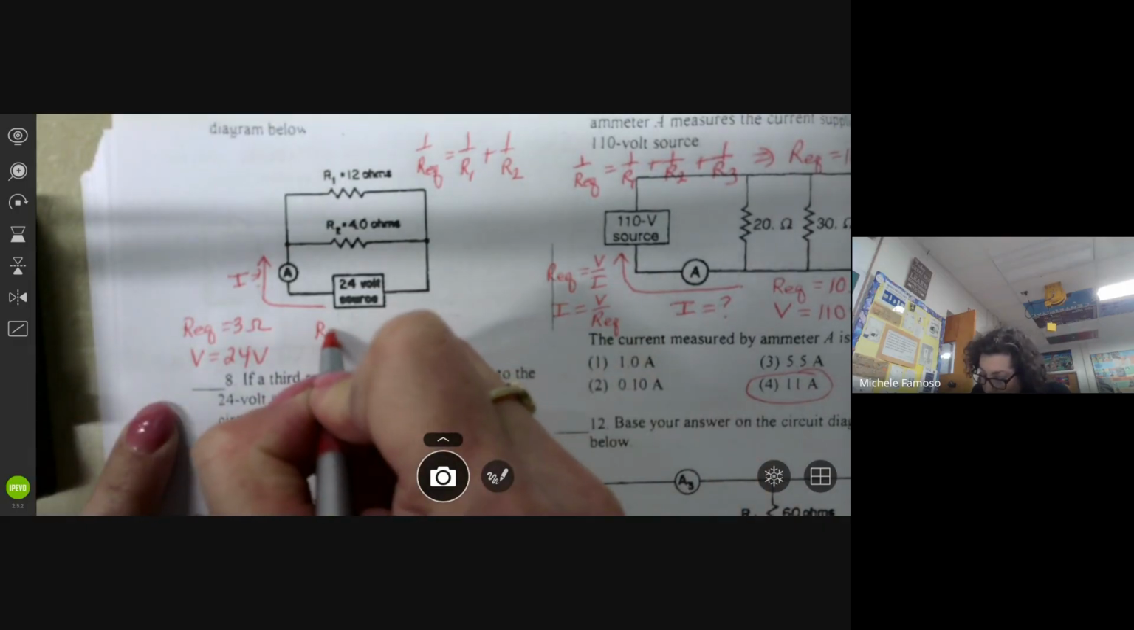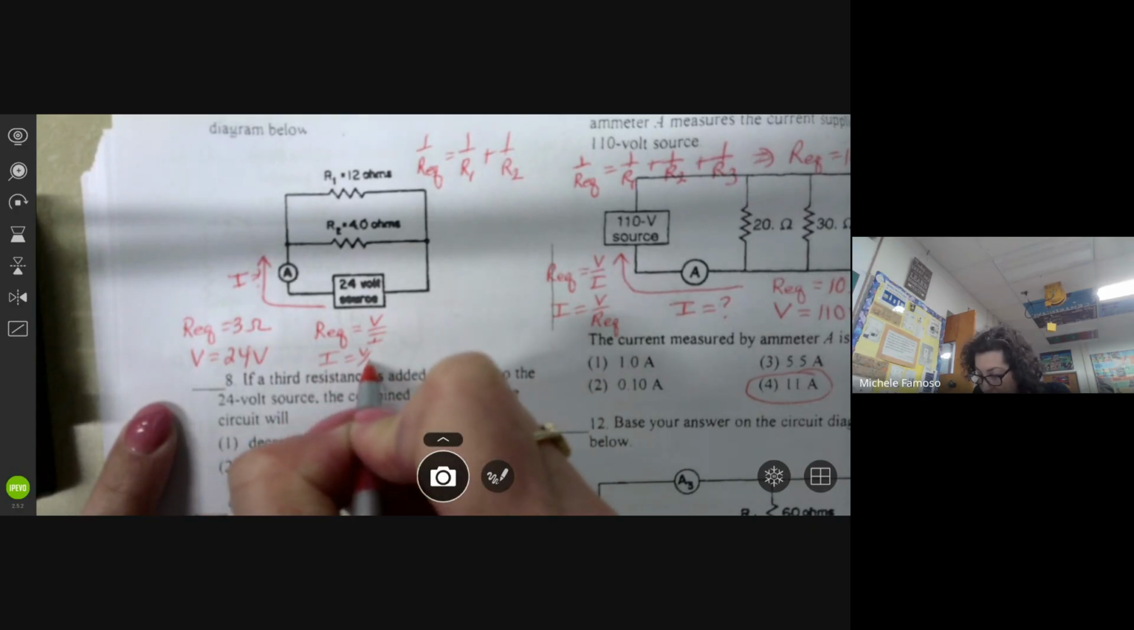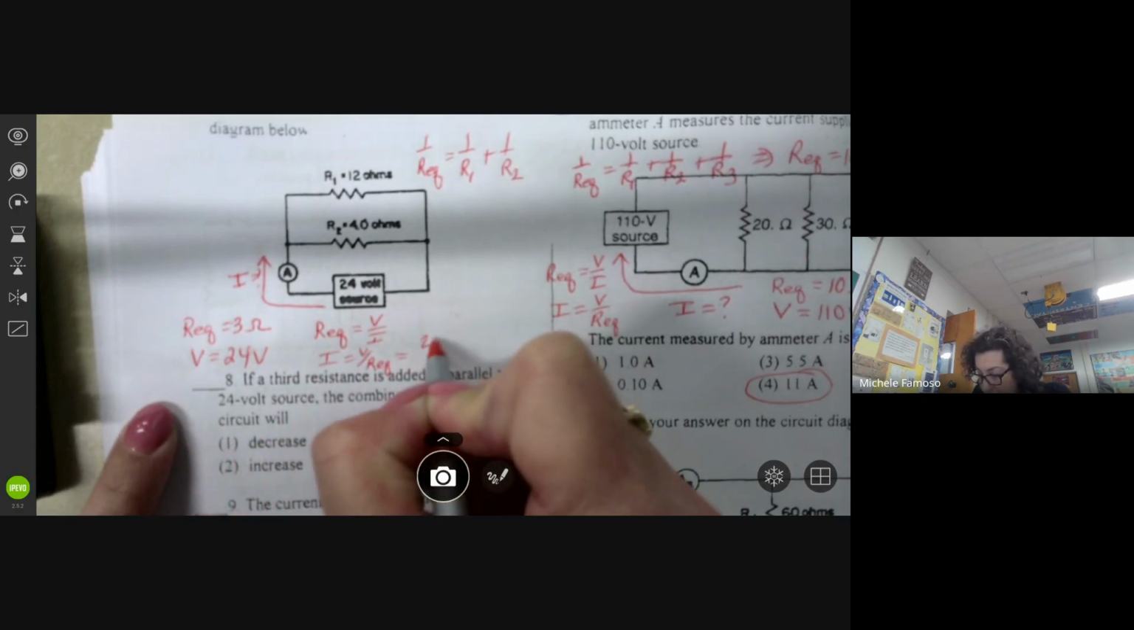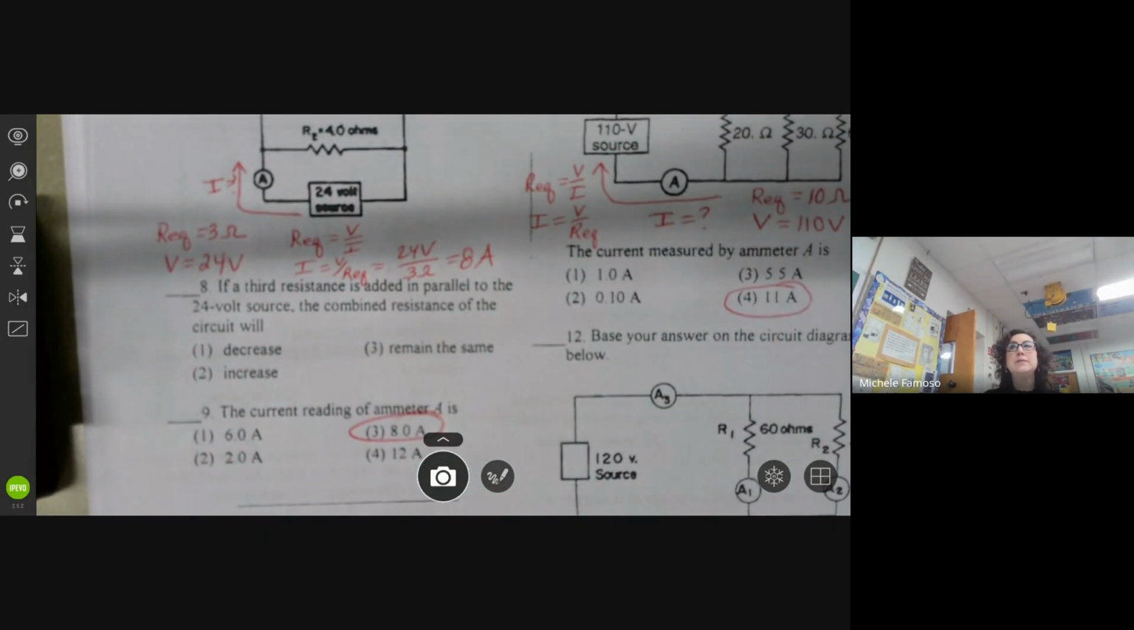Now I can use Ohm's law. Req is V over I, so I is V over Req. That is 24 volts over 3 ohms, which is 8 amps, choice number 3. Anything else?